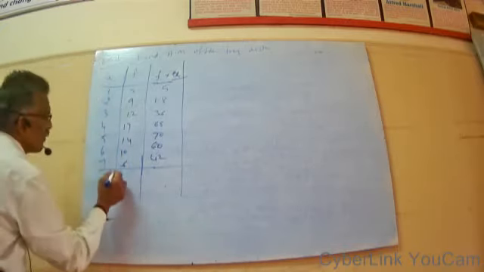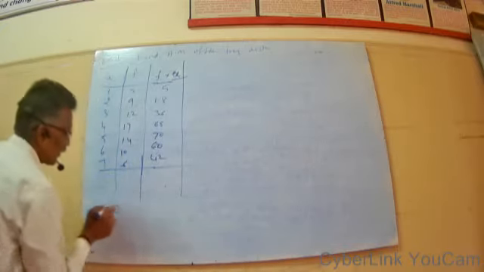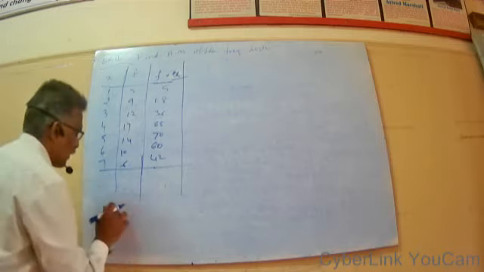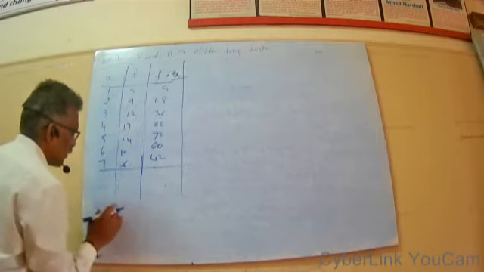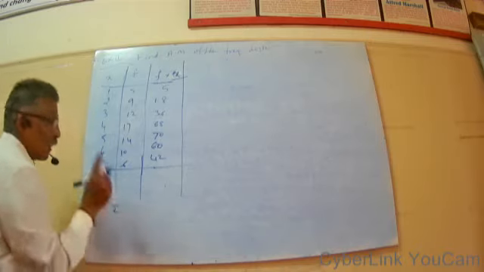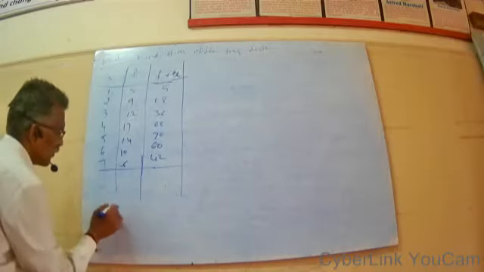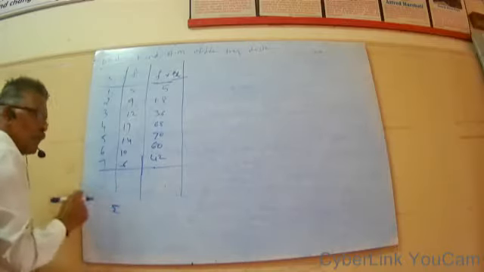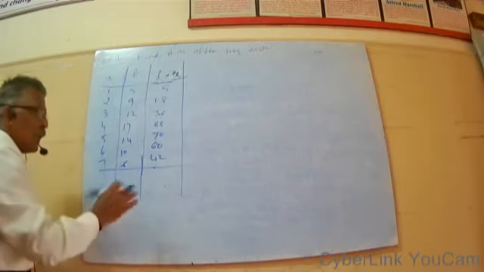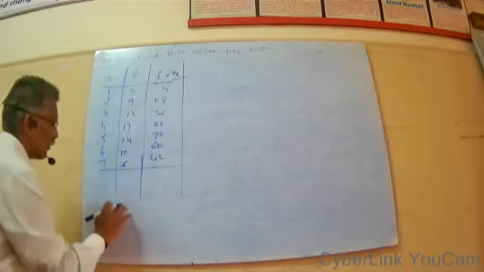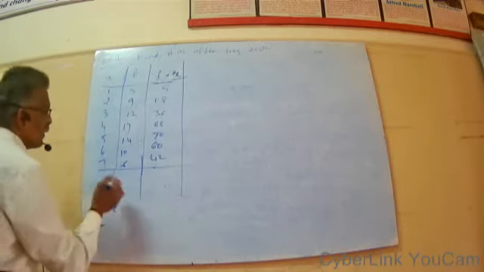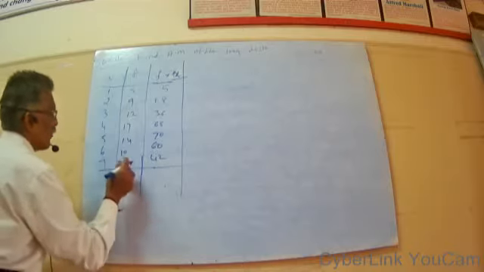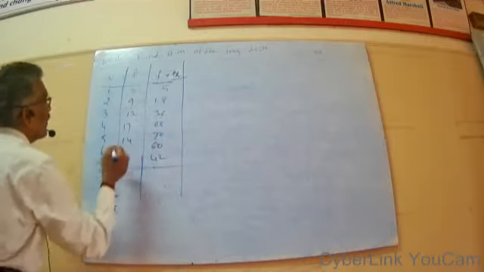Take the sum also. This represents the sum, which I explained yesterday. It means that there is more than one value. While adding more than one value, we use this summation symbol. Do the summation like this. So the sum of f.